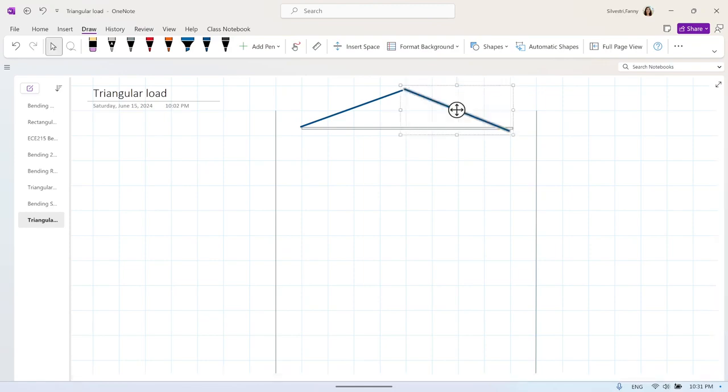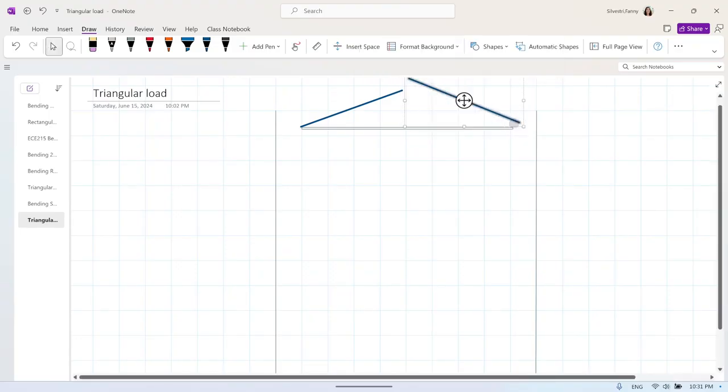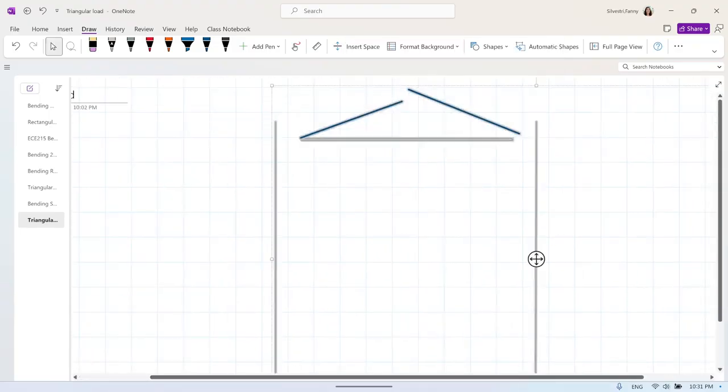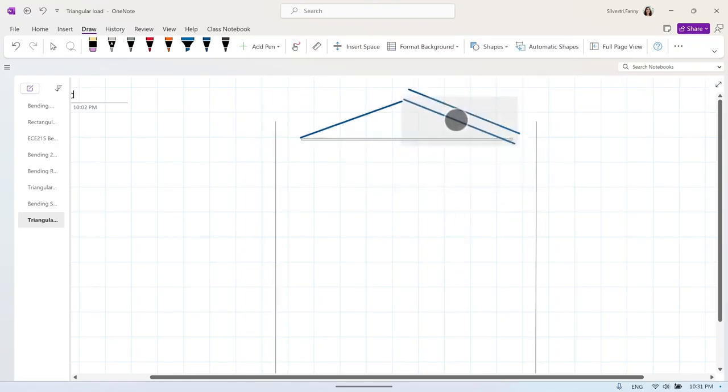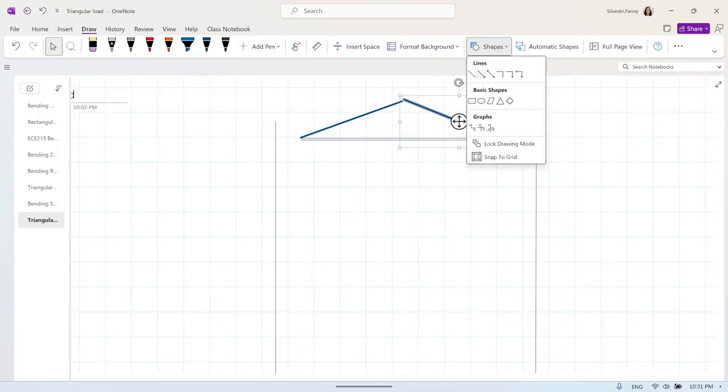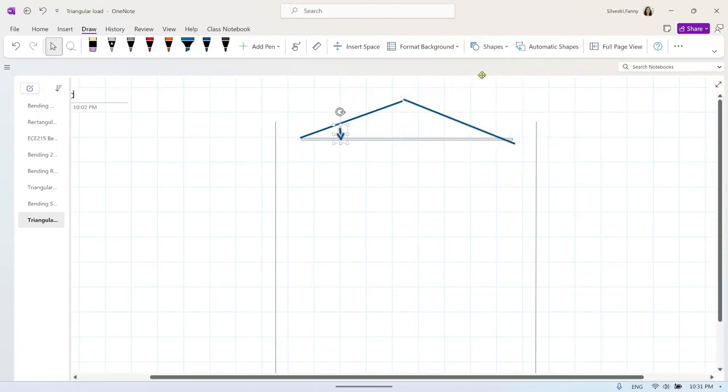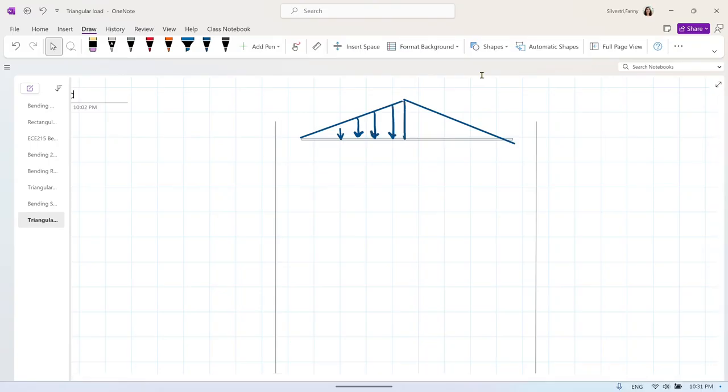Okay. Yeah, that's very easy to move after that. But you got it. You got it. Okay. Here we go. So we have this distributed load going down everywhere.